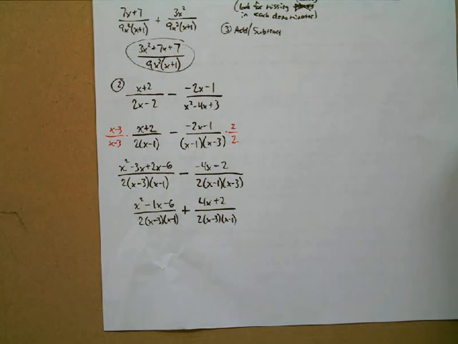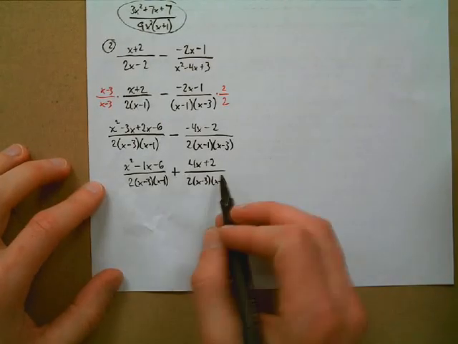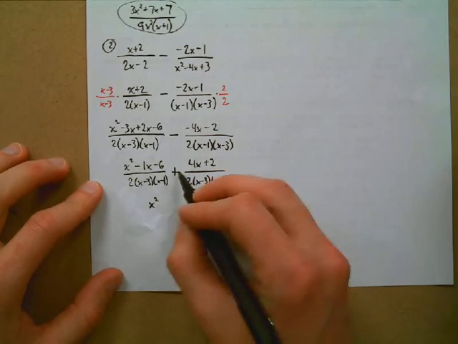Now you can combine like terms. The x squared has nothing else to combine with, so it's going to stay x squared. Minus 1x plus 4x plus 3x minus 6 plus 2 minus 4.